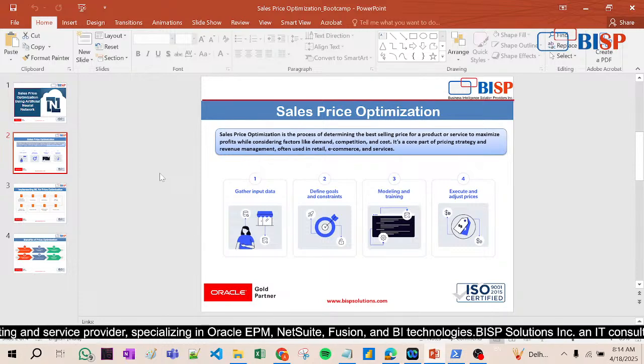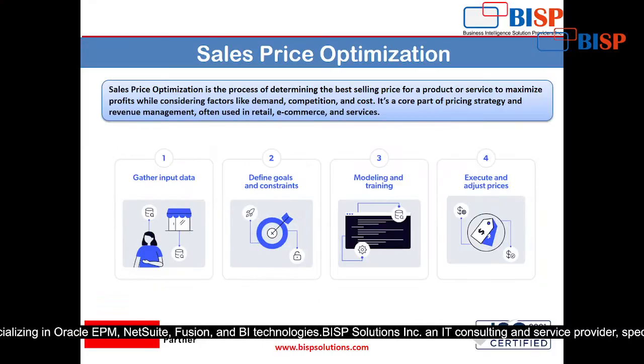Okay, so let's talk about this sales price optimization. Sales price optimization is a process of determining the best selling prices for a product or service to maximize profits while considering factors like demand, competition, and costs. It's a core part of pricing strategy and revenue management, often used in retail, e-commerce, and services. So first of all, gather input data, define goals and constraints. Constraints means where you are selling, what the seasons are, all these things. Then modeling and training, and then execute and adjust the price. This is all about the pricing.